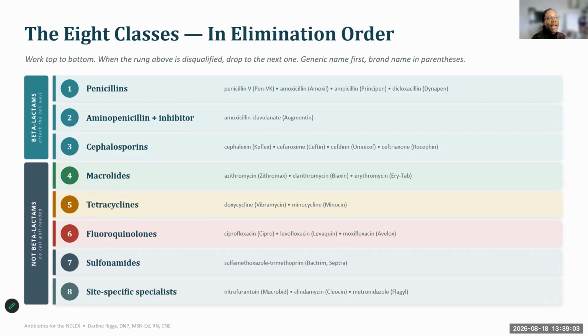And your macrolides, find a way to remember that your macrolides are the ones that end in thromycin, right? So when you see thromycin, you'll know that's a macrolide, and that's number 4 on our list. And your tetracycline, that helps you to remember that's the tetracycline family.